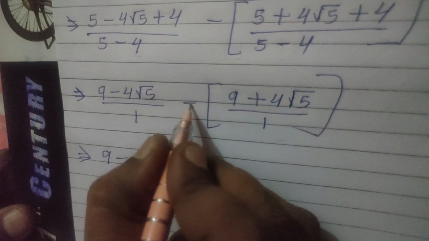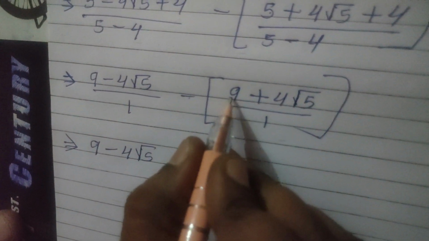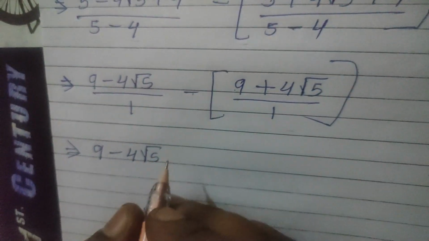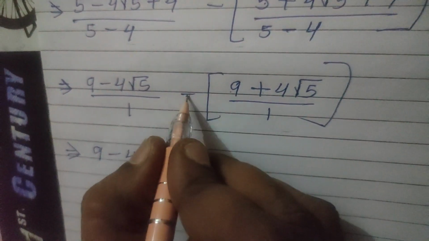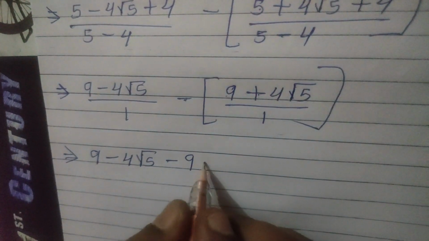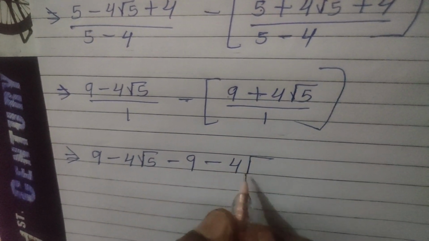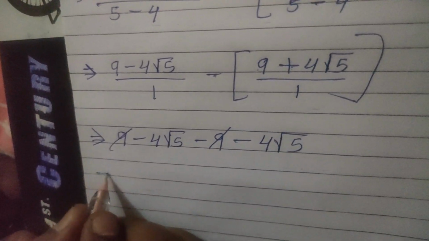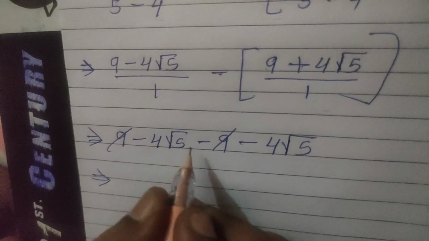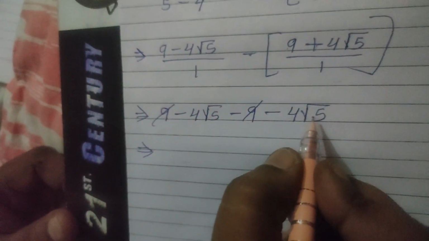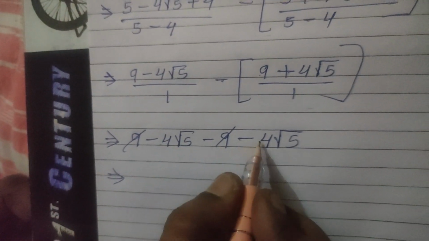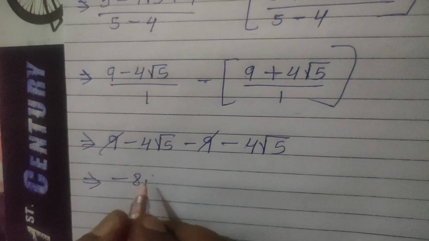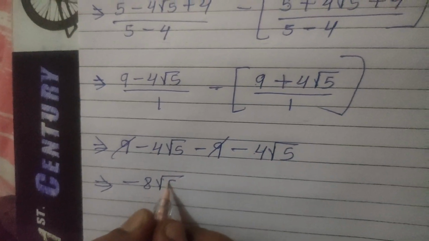Here minus sign is there, so you have to open the bracket. Each term inside the bracket, their sign will change. So minus into plus, minus, so minus 9, and minus into plus, again minus 4 root 5. Here plus 9 and minus 9 will get cancelled. Here minus 4 root 5 and minus 4 root 5. The signs are same, minus 4 minus 4 will become minus 8, and root 5 will be common. So your answer will be minus 8 root 5.